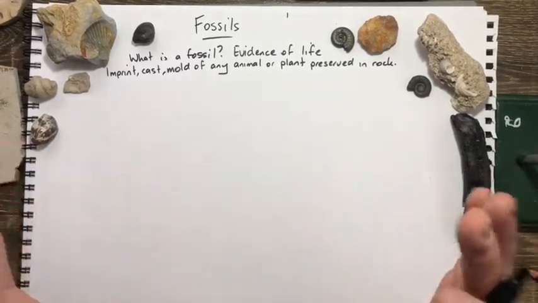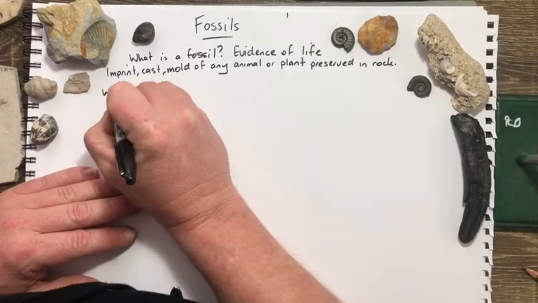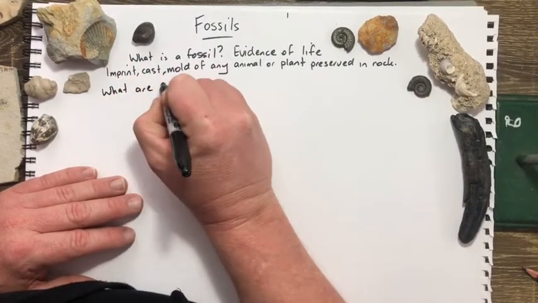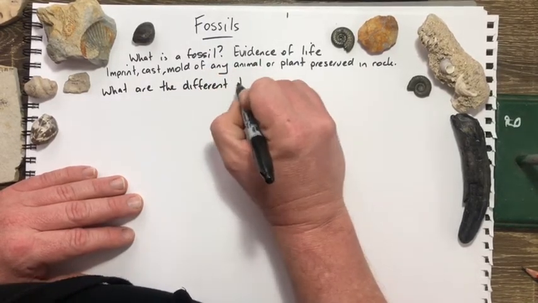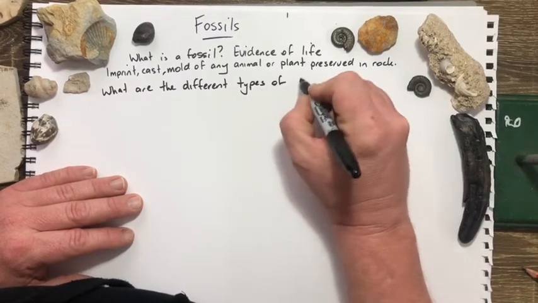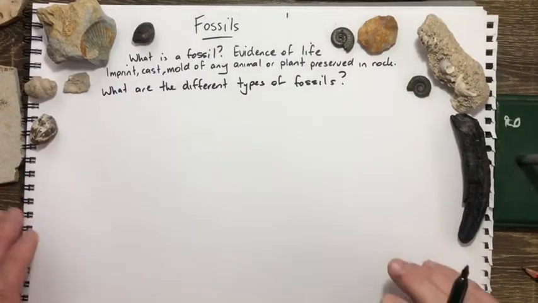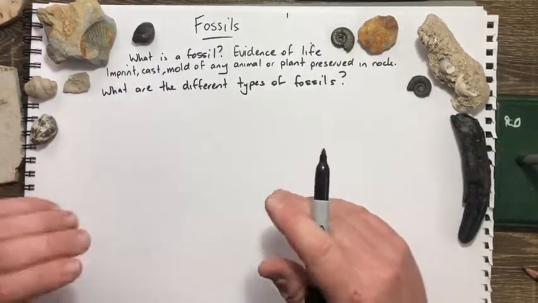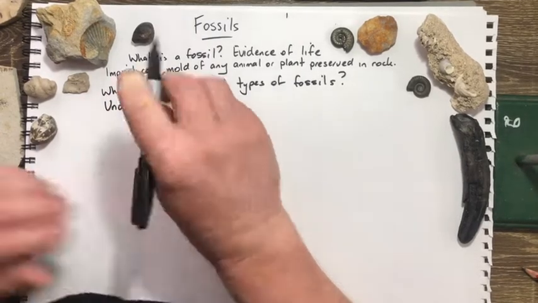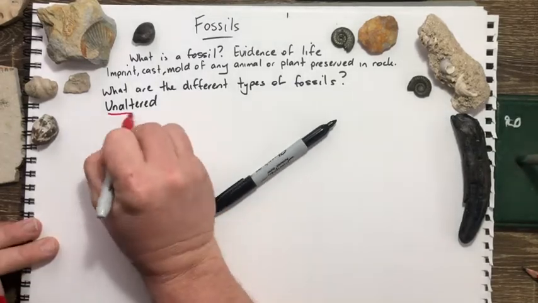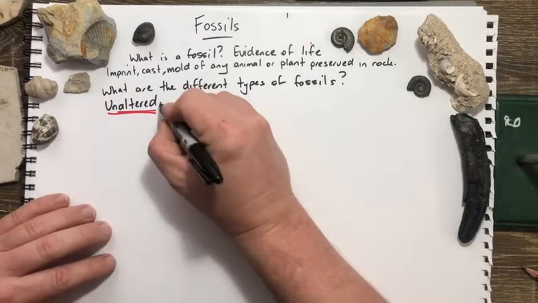So let's look at, firstly, the types of fossils that you can get. What are the different types of fossils? All right, so we're going to start off with unaltered, because these are pretty cool. Unaltered. So anything that's unaltered, you can probably guess, is the original material.